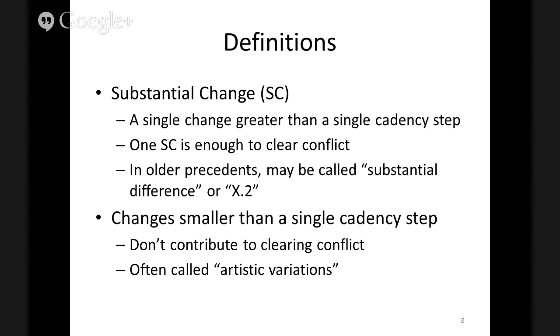There's also changes that are smaller than a single cadency step, and those don't contribute to clearing conflict. We sometimes call them artistic variations. You may have heard the term maintained charges. So for example, if you have a lion holding a sword, that sword is not enough to count for a change, because we know in period lions were sometimes drawn holding a sword and sometimes they were not holding the sword. It's an artistic variation. Now if that sword is really big, that's a different story.